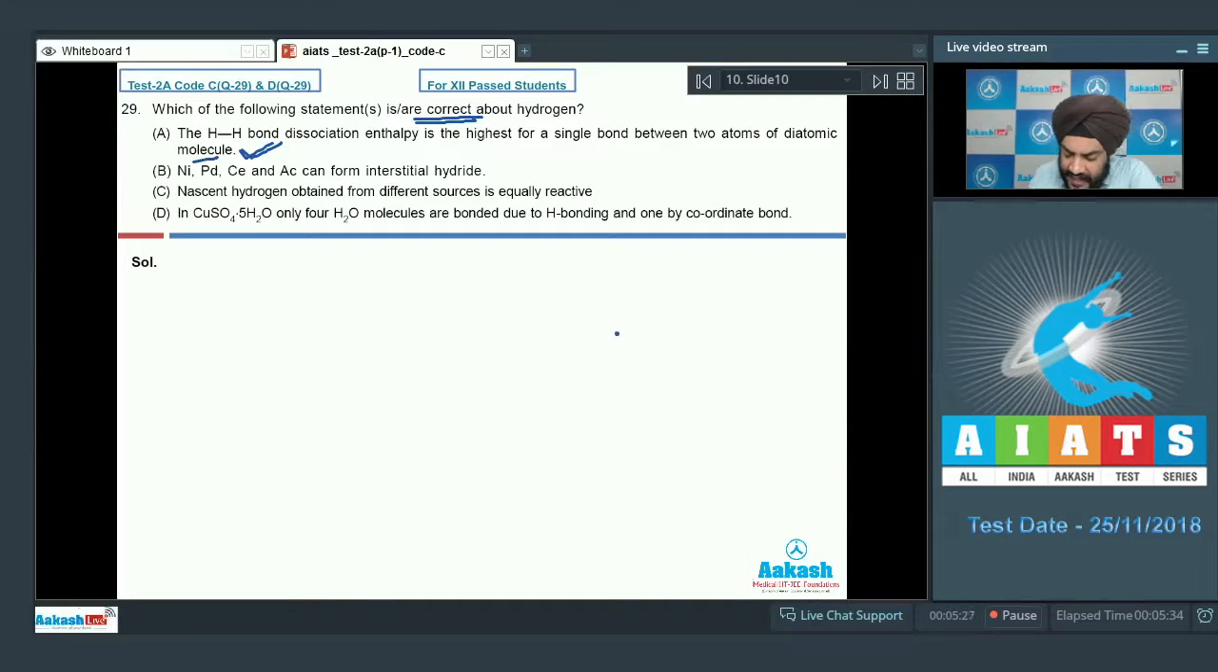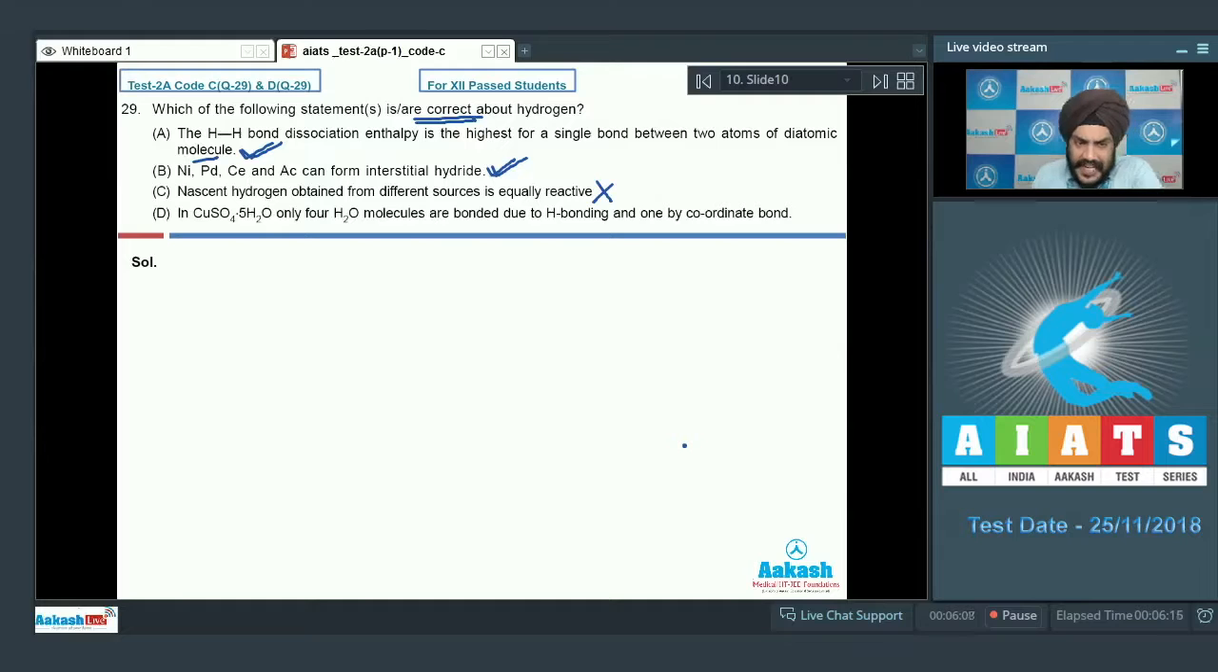Ni, Pd, Ce and Ac can form interstitial hydrides. Students, this statement is correct. Ni and Pd belong to the d block and Ce and Ac belong to the f block. So all 4 of these elements can form interstitial hydrides. Let us look at option C now. Nascent hydrogen obtained from different sources is equally reactive. Students, this statement is incorrect. Nascent hydrogen is a very reactive species and it has a very small lifespan and its reactivity depends upon the source from which it has been created. So statement C is incorrect.